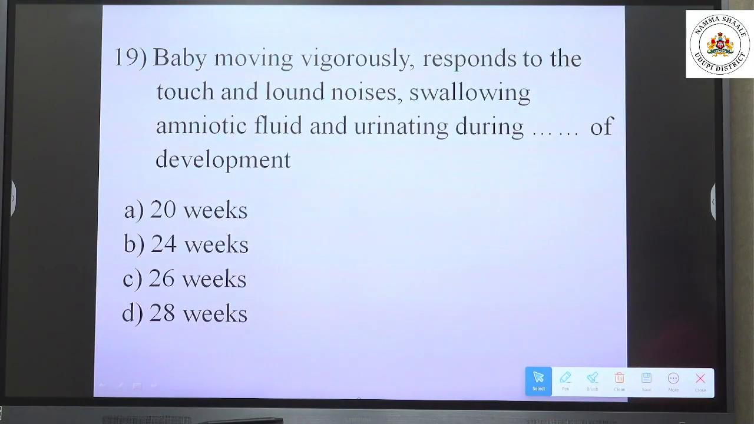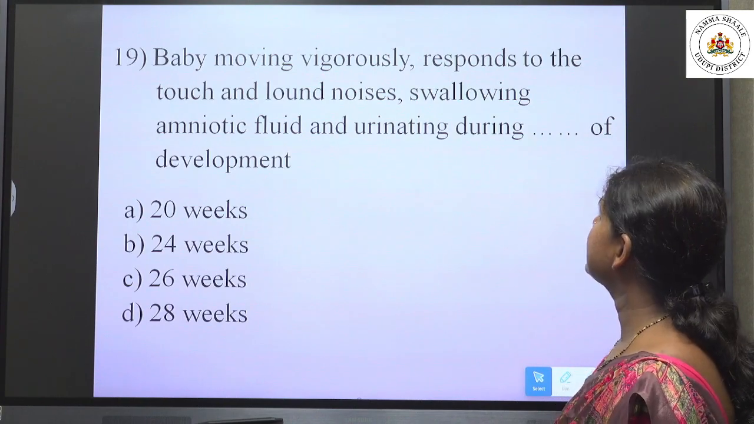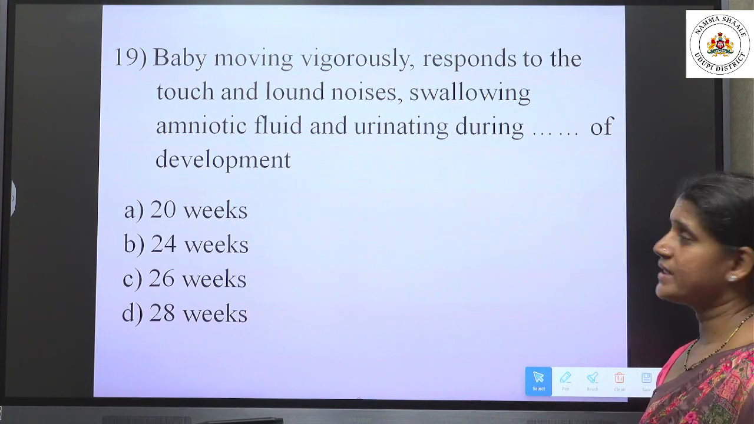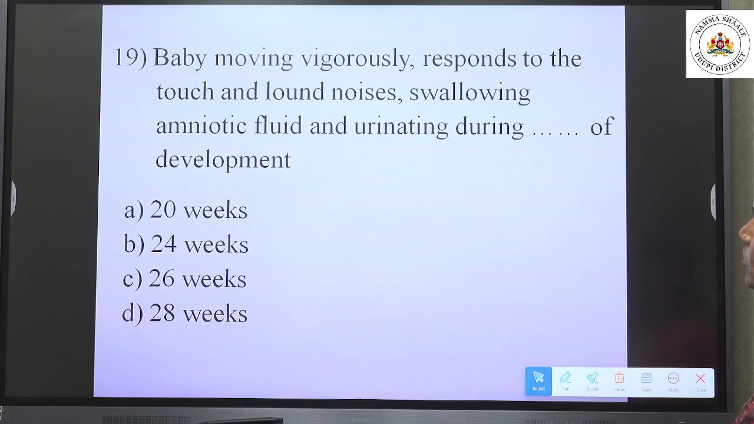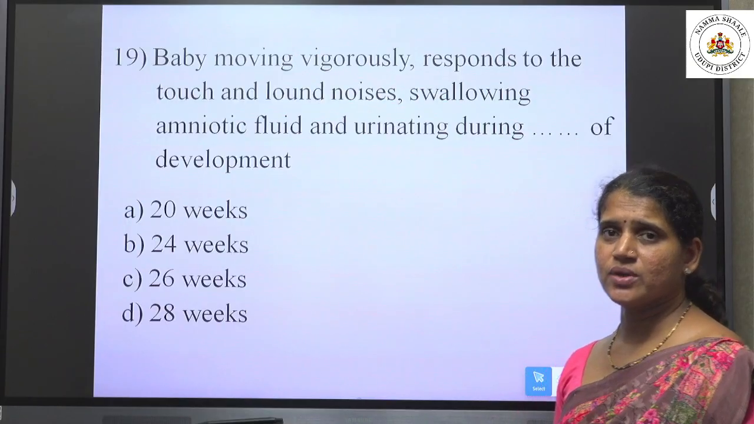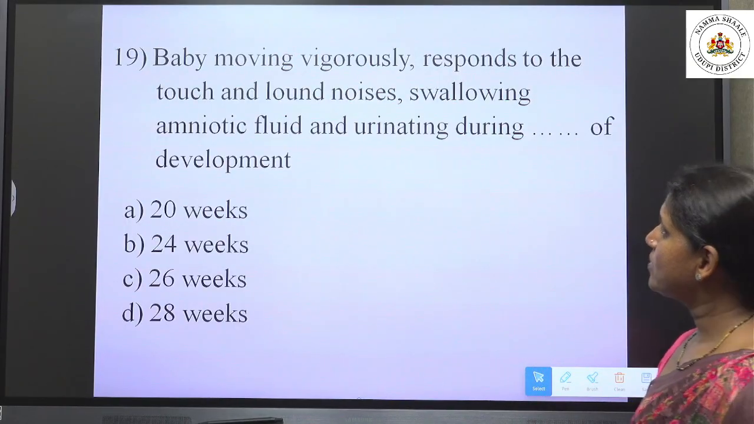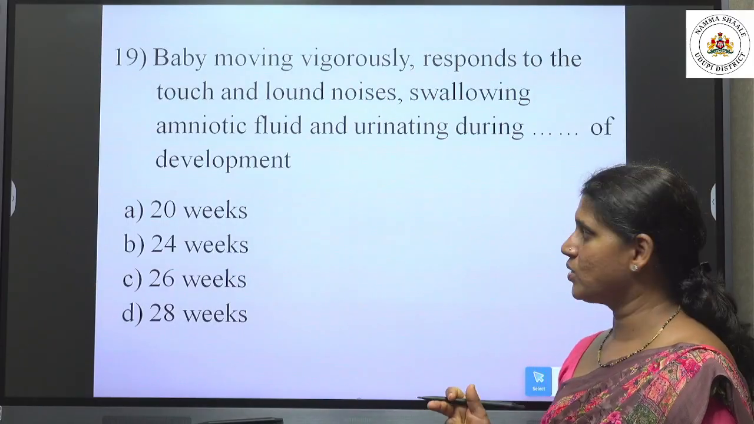Next question. 19. The baby moving vigorously, responding to touch and loud noises, swallowing amniotic fluid and urinating during dash of the development. You have studied the various developmental stages of a human embryo. So there you have studied the first movement of the baby is observed.